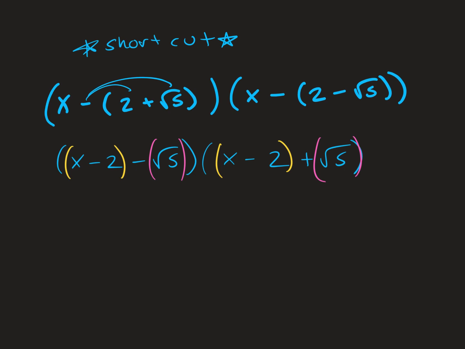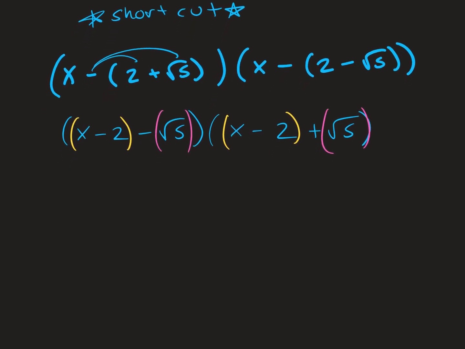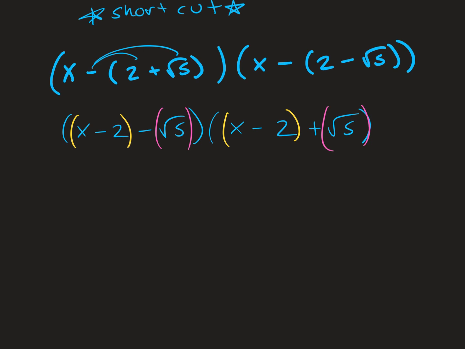So we have a shortcut for multiplying conjugates out. It is we square the first term minus we square the second term. So when I multiply these two out, it'll be x minus 2 squared minus square root 5 squared.